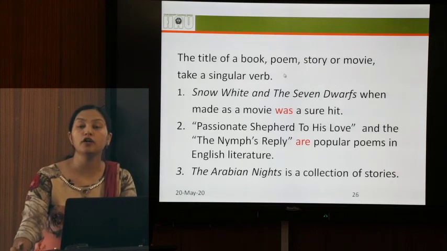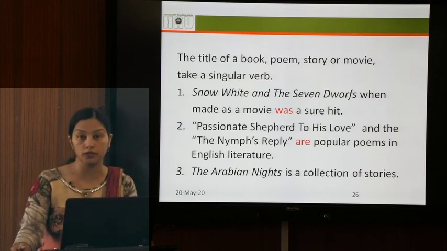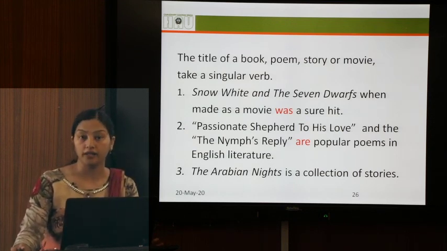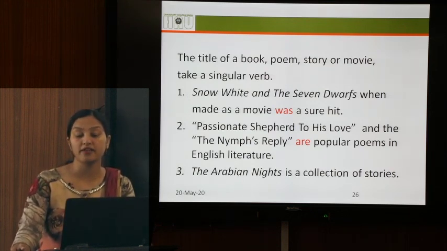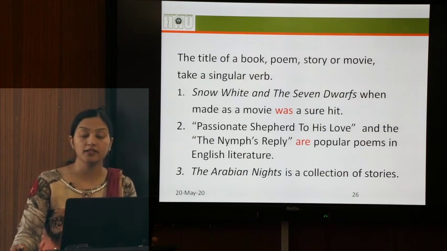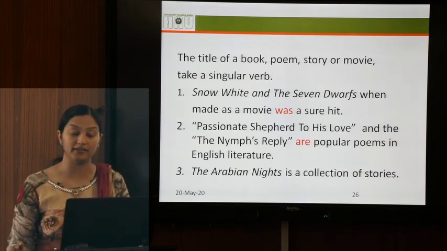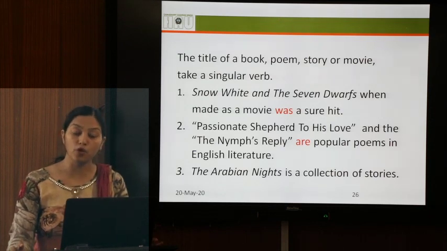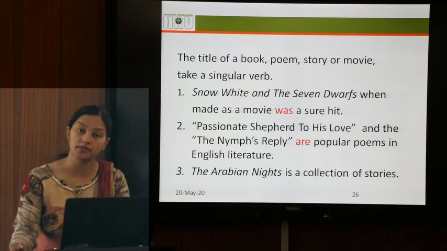Now the titles of books, poems, stories, movies always take a singular verb even if they are plural, meaning their title is plural. Like, Snow White and the Seven Dwarfs, when made as a movie, was a sure hit. So when you look at this title, Snow White and the Seven Dwarfs, of course this is a plural title, but this is one title of one book. So that book we are considering, and accordingly we are using a verb which should be singular.